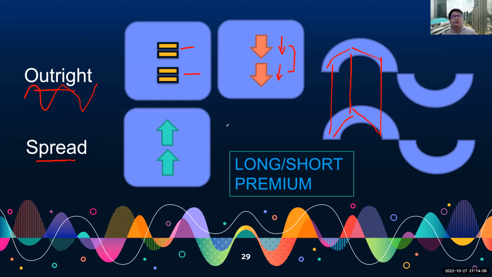The third case is both legs go up in sync. Also, you will see the spread is not moving, but actually the outright has already moved. So we will go into this numerical example.